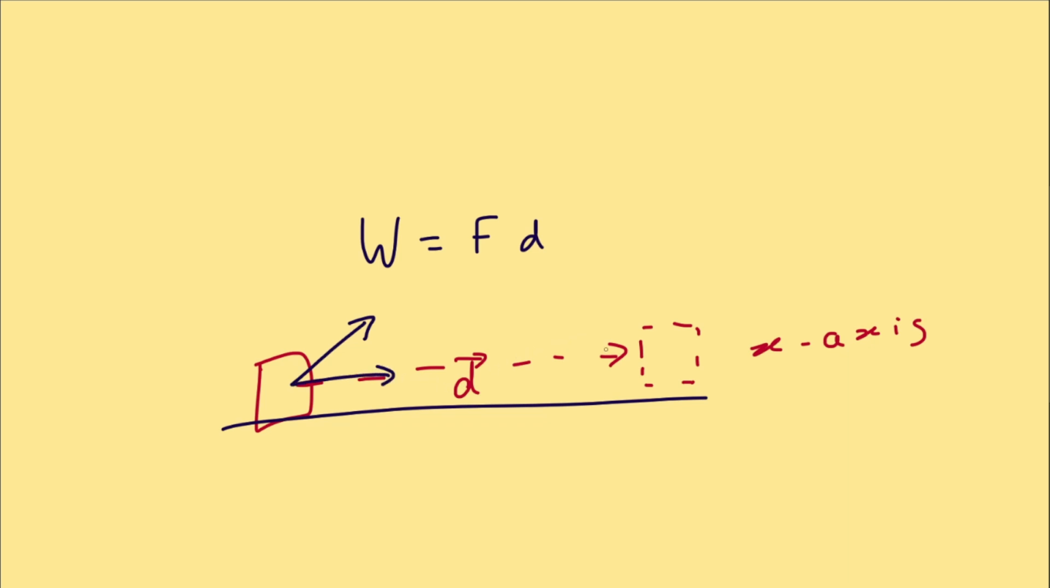Now, if we assume this displacement is the x-axis, then the component that's parallel to the displacement is found with F cosine theta. That means another way to write this equation is work equals force times distance times cosine, and the angle you take is whatever this angle here is.